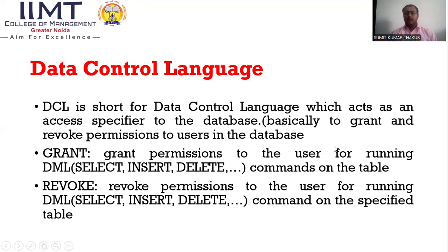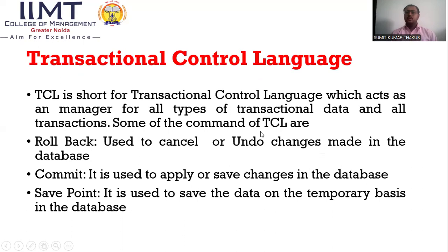Now, next is the transaction control language, which is the last of the different database languages. Transaction control language, or TCL, acts as a manager for all types of transactional data and all transactions. Some of the commands of TCL are: first is rollback, which is used to cancel or undo the changes made in the database. Commit is used to apply or save changes in the database. And at last, it has savepoint. It is used to save the data on a temporary basis in the database.